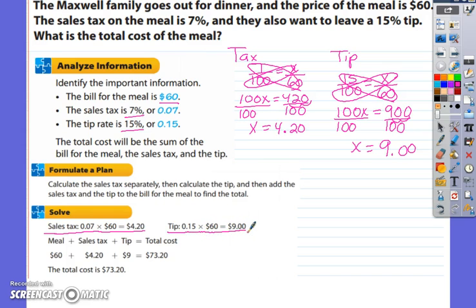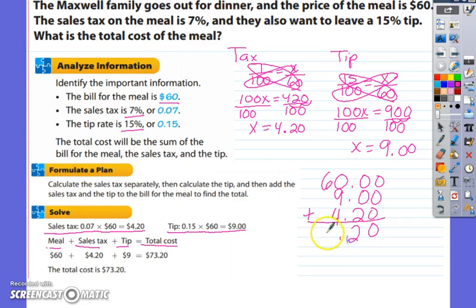Now we're ready to add the meal plus the sales tax plus the tip to get the total. When you're adding, you need to make sure that you line up your decimals. So the meal is $60. The tip is $9. And the tax is $4.20. So we add all three of those up, and we get $72.20 is the total cost of the meal.